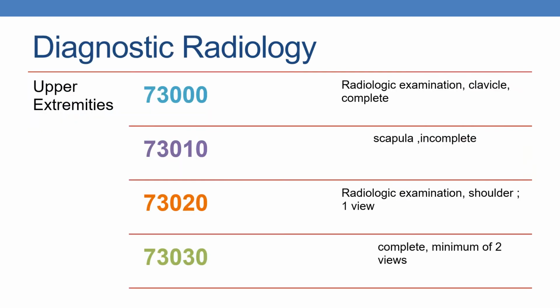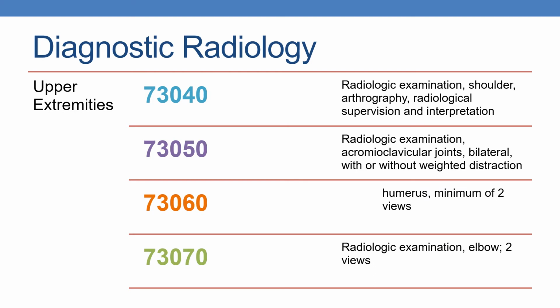Now coming to diagnostic radiology CPTs for upper extremity. The first CPT is 73000, which is nothing but radiological examination clavicle complete. The next is 73010, radiological examination scapula incomplete. The next is 73020, radiological examination shoulder 1 view. 73030 is nothing but radiological examination shoulder complete, minimum of 2 views. The next is 73040, radiological examination shoulder, arthrography, radiological supervision and interpretation.